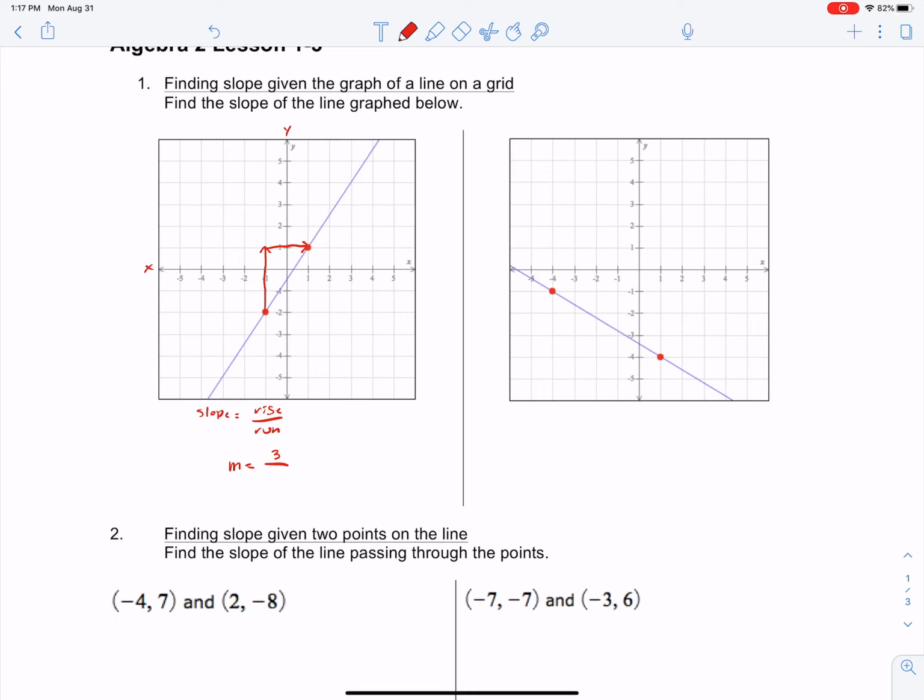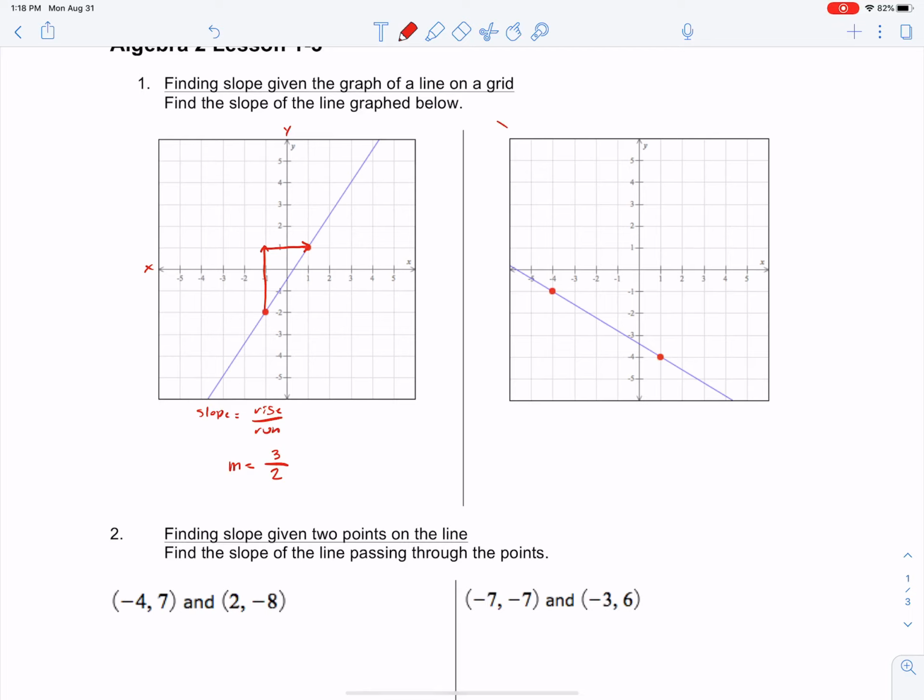Now notice when I go up 1, 2, 3, I'm going up in a positive direction along the y-axis, right? Notice that the numbers are going up in a positive direction, hence why I have a positive 3. And then I'm going right in a positive direction along the x-axis, and I get over 2, right? 1, 2 to hit that point. So my slope is m equals 3 over 2.